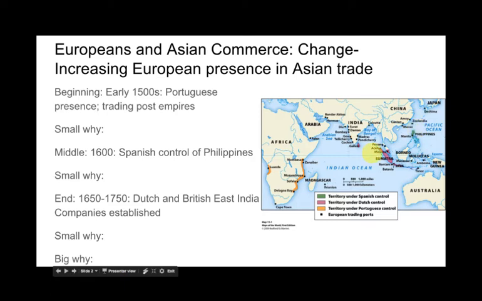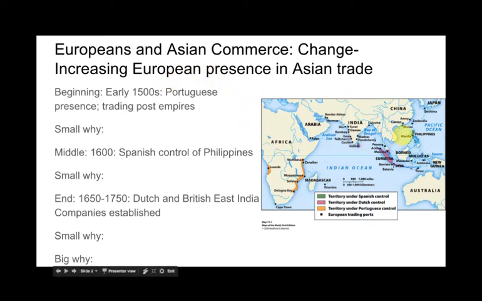So by the end, in addition to the Portuguese trading post empires and Spanish control of the Philippines, we have the Dutch and British East India companies. In what is now Indonesia, the Dutch establish their colony, and the British are going to establish a trading company with India and eventually conquer the Mughal Empire and take it over entirely. So that's why I have a change in increasing European presence in Asian trade.